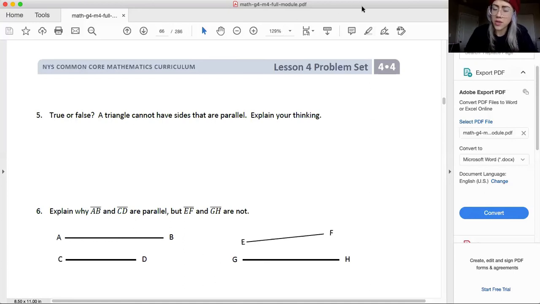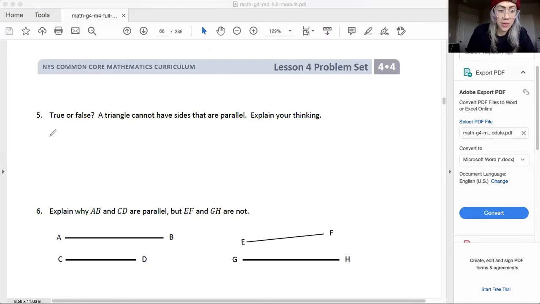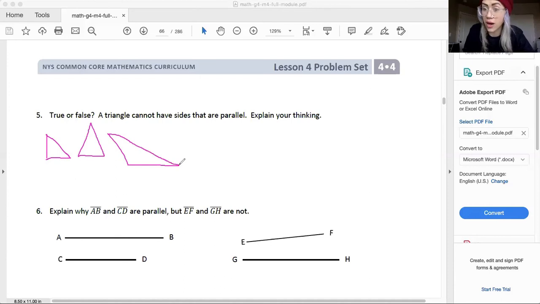Explain your thinking. So I challenge you to find me a triangle with any parallel sides. Remember, a triangle can only have 3 sides. So I'm going to try to draw all sorts. I'm going to draw a right triangle. I'm going to draw an acute triangle. I'm going to draw an obtuse triangle. And yeah, nothing is parallel.